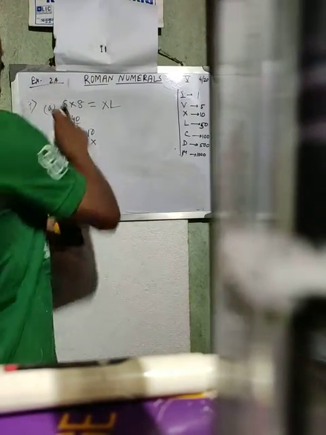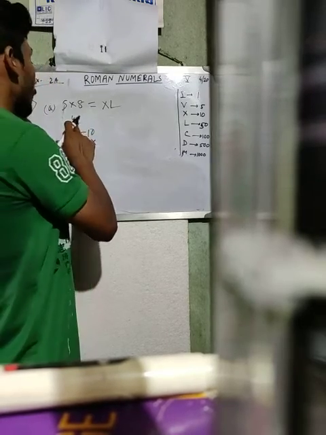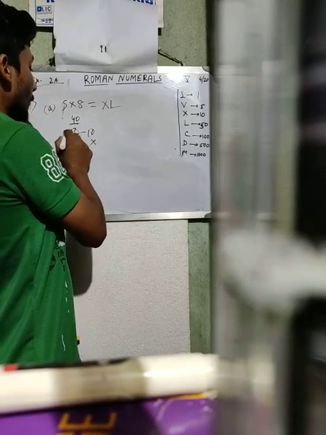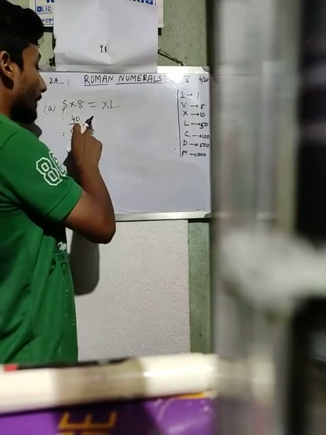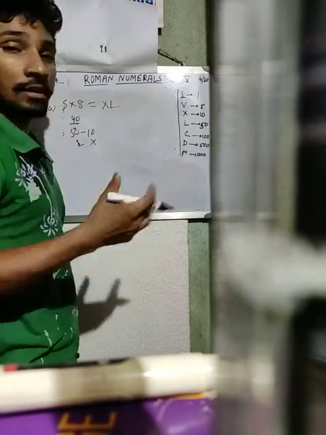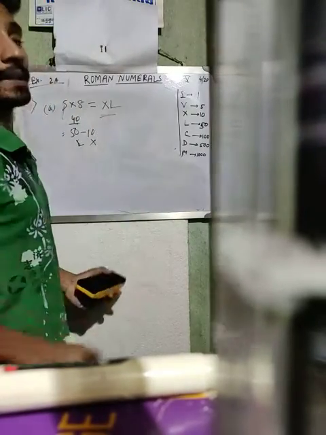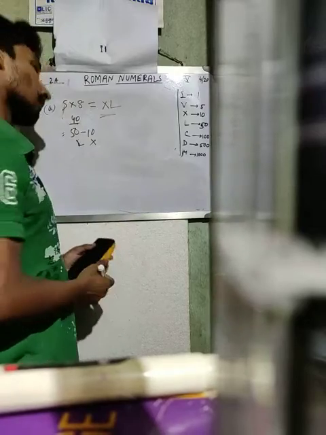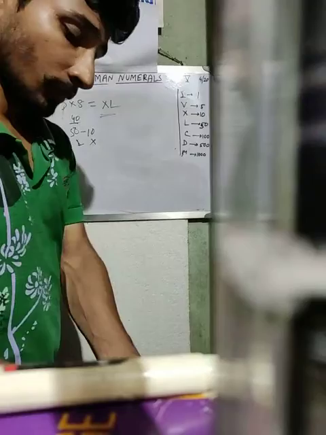Clear? 5 into 8, 40. Okay, you can do it in rough. And 40 means 50 minus 10. 50 is L, 10 is X, as it is minus, then the smaller one must be placed at the left side of the larger one. So the answer is XL. XL means 40. Clear? Okay. Another example.